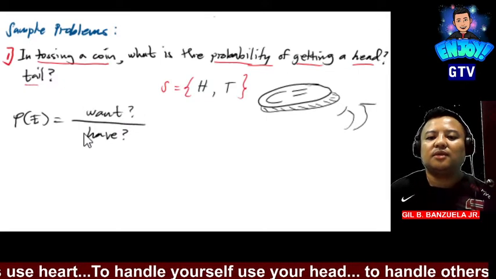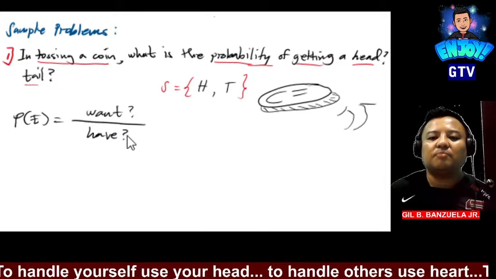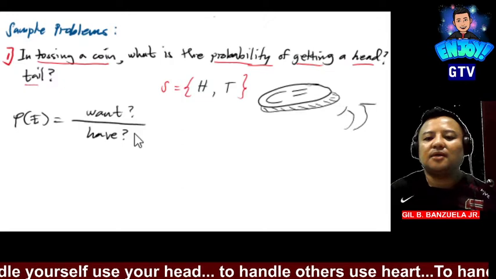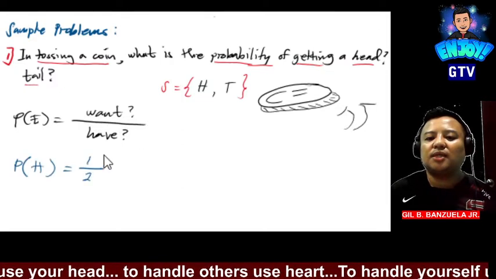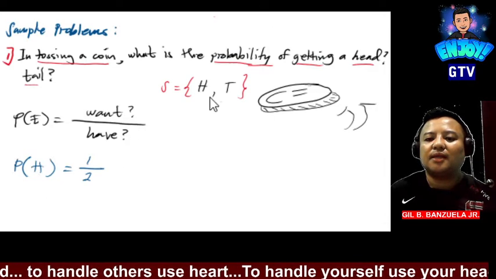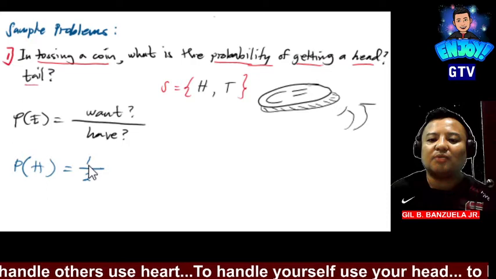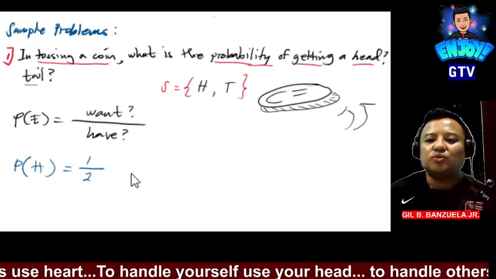Ayan. Dun dito sa what we have. These are all total number of possibilities, no? Ayan. Okay? So, what we wanted. Ano bang gusto natin? Ang gusto natin, head. Ayan, the probability of getting a head. Isa lang naman yung head dyan, kaya we have 1. How many do we have? We have 1, 2. So, 2.